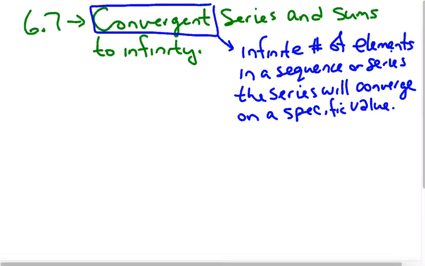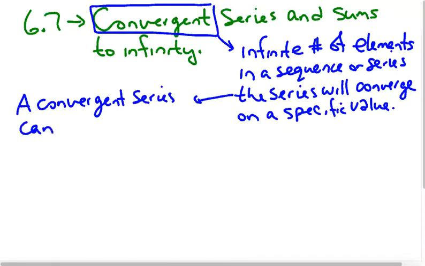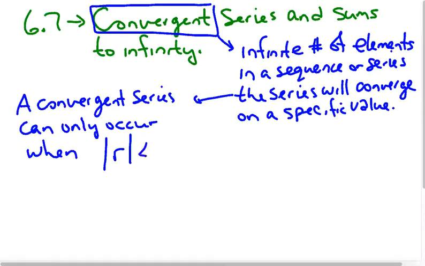Convergent series can only occur when the common ratio, or the absolute value of the common ratio, is less than 1. Okay, so anything between -1 and +1 is when we can have an infinite series that converges on a value.